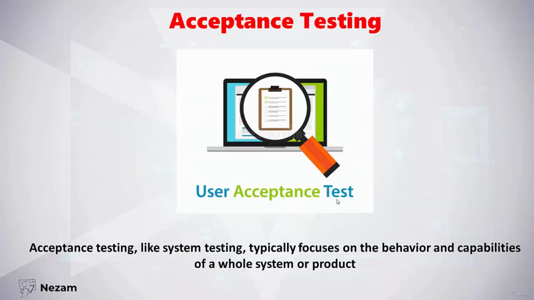The last level is acceptance testing. Acceptance testing is similar to system testing, but the difference between them is that in system testing, we try to find as many defects as possible, and it is the responsibility of the tester. On the other hand, acceptance testing tries to make sure that the software performs correctly. So, finding defects is not the major goal of acceptance testing, and most of the times it is done by the users or the stakeholders.